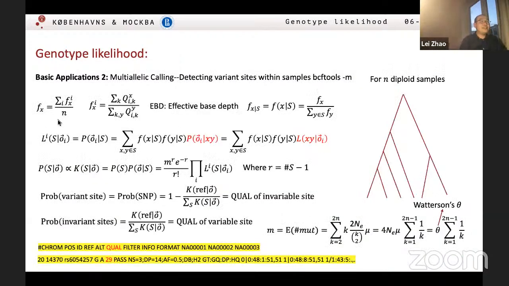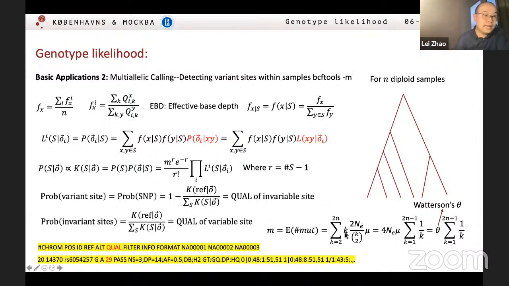And the second application is about this QUAL score. I don't know how many of you are familiar with this kind of coalescence theory. Suppose you have a lot of individuals here, and you can construct a coalescence tree. And this M here basically means, for a specific site, you calculate the expected number of new mutations that occur along this tree.